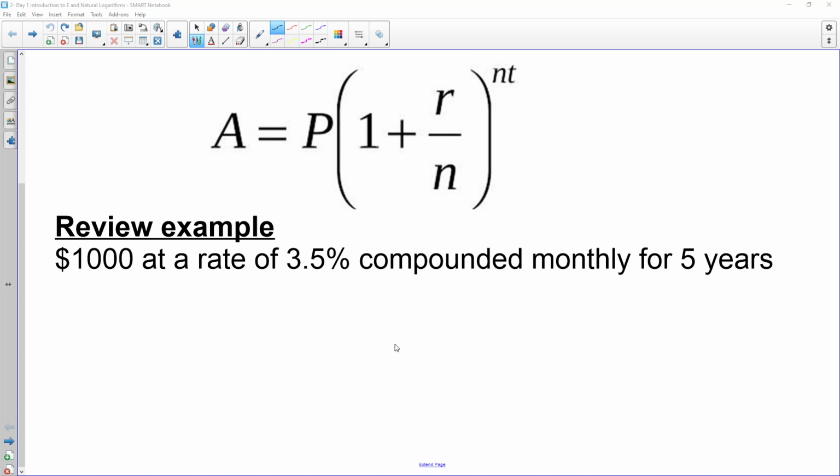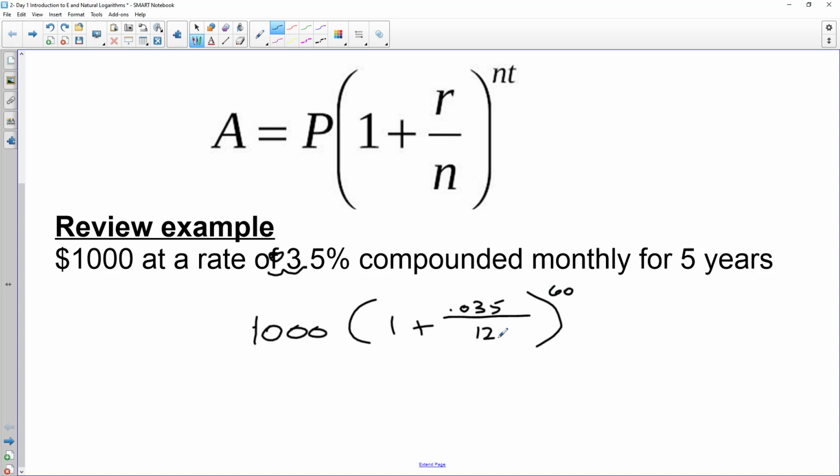So if we take all this information and plug it in, we're going to have something that looks like 1,000 times 1 plus 0.035, which is what you get if I move this decimal over twice, over 12. Monthly means that it's going to happen 12 times. And then my exponent is going to be that n value, which is 12, times the number of years, which is 5, and that's going to make this a 60. Then you can type this in your calculator, you'll get a value out, and you're done.